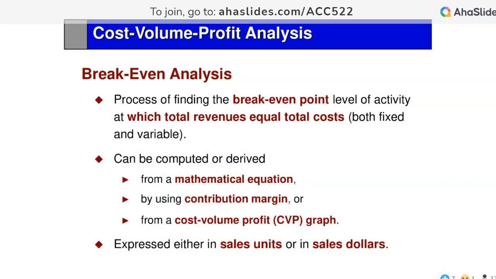Okay. So now we want to determine the level of activity, the volume, where we have zero profit. Break-even analysis is finding that point, that level of activity, in which total revenues equal total costs. Now the total costs, remember, are both fixed and variable. We're going to demonstrate it with the mathematical equation, but what I want you to focus on is the contribution margin way of doing it. We're going to express break even in two different ways: break even in the number of units I need to sell to get zero profit, and break even in the number of sales dollars I need to achieve to earn zero profit.